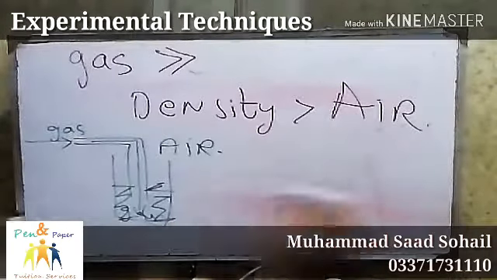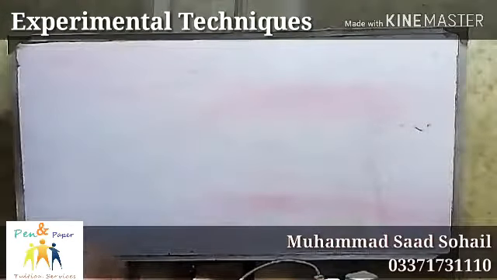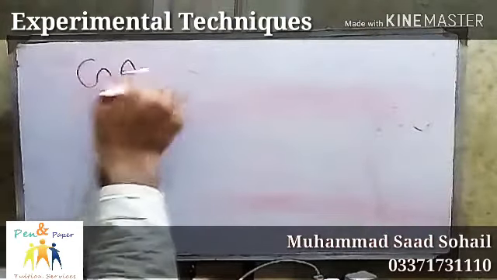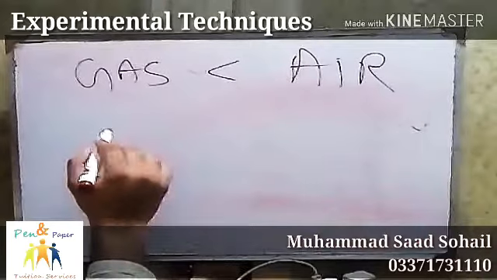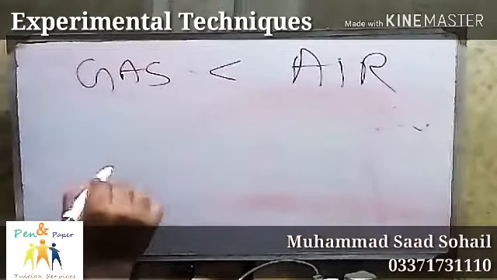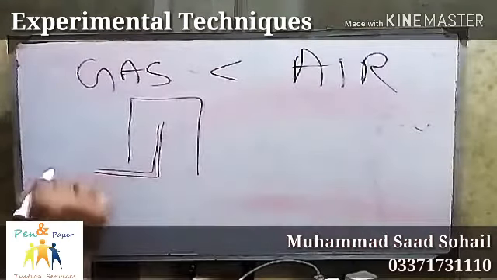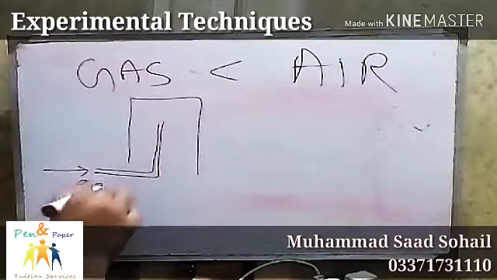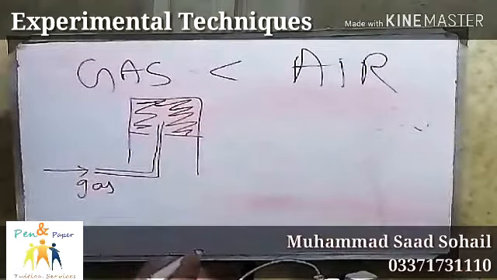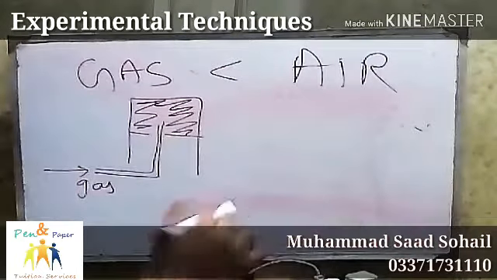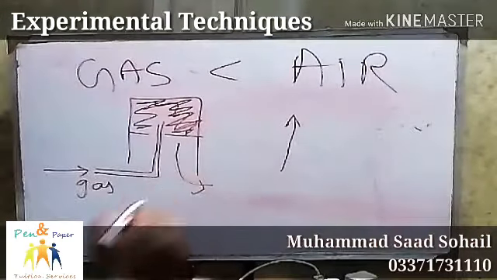On the other hand, if you have to collect a gas which is less dense than air, a gas which has a density less than that of air, you can collect it by an upward delivery tube. Here the gas would come inside, so it would collect in this region, because as the gas is less dense than air, it would travel upside, so it would easily stay here and won't come out in this direction.